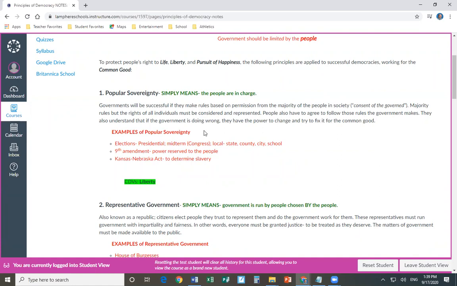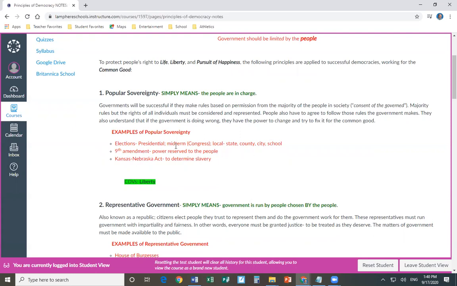So in our country today, some examples of popular sovereignty: we have elections. We've got an election coming up this November 3rd, where we will be not only voting for a president, but also for some members of Congress, some members of the House of Representatives and the upper house, which is the Senate. We'll also be making local decisions within our state, within our county, within the city that we live in, and also sometimes within our school.